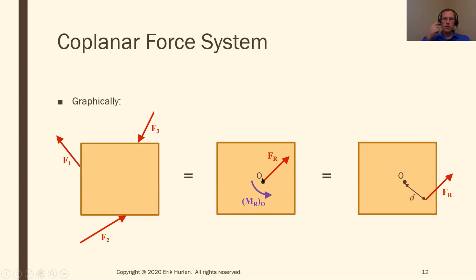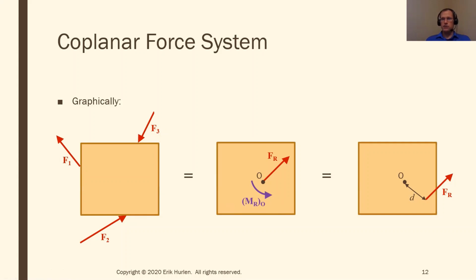So there's going to be some perpendicular distance from F1 to point O. And so that causes some moment. I'm going to call that M1. Same thing for F2, it is going to cause some moment around point O. F3 is going to cause some moment around point O. And those three added together is my total net moment around point O. So what I've essentially done is broken this down from 3 forces into a single force and a single moment.